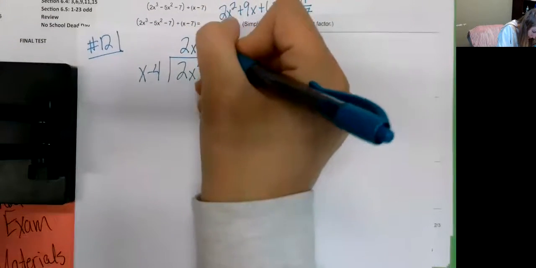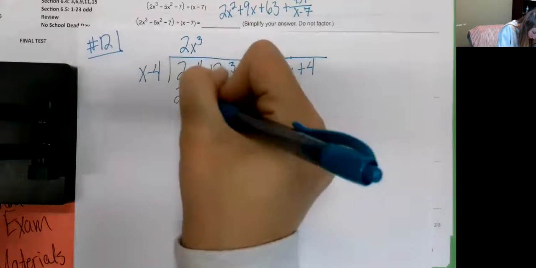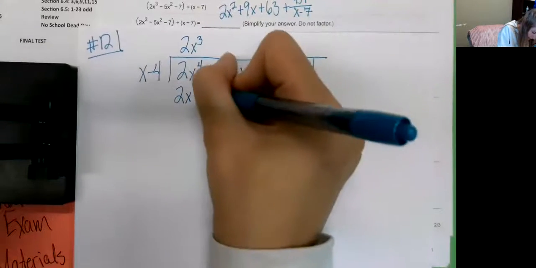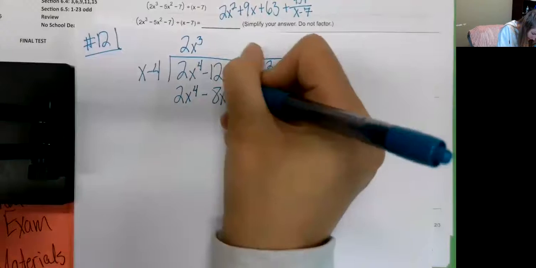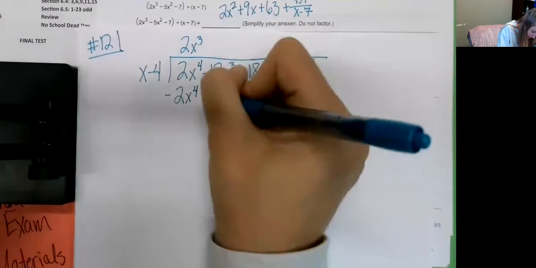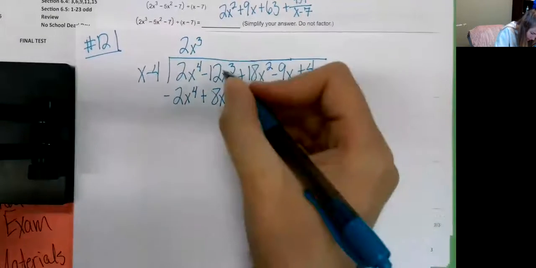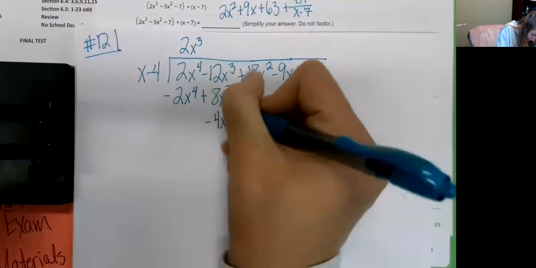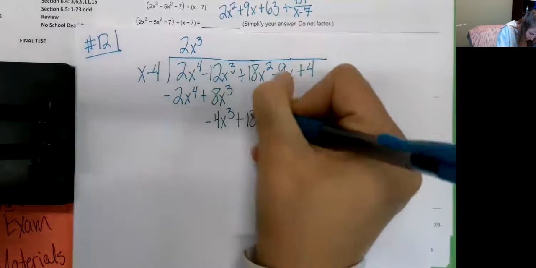So we're going to have 2x cubed. So 2x to the 4th power. 2x cubed times a negative 4 would be subtract 8x cubed. Change our signs. Those will cancel. Negative 12 plus 8 would be negative 4x cubed. Bring everything down.